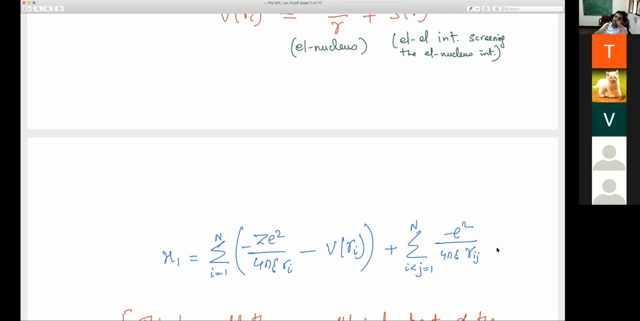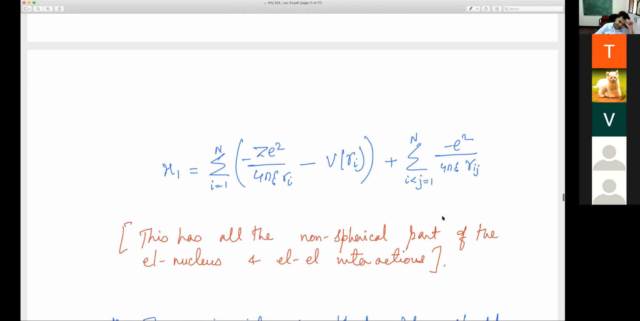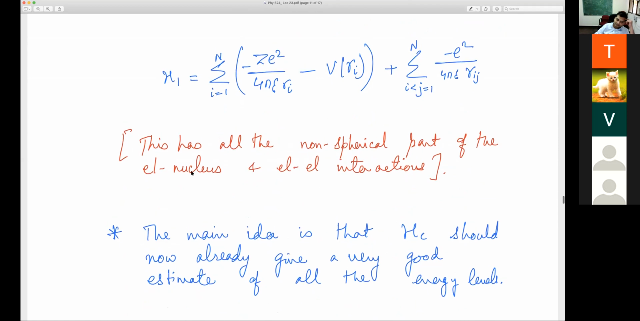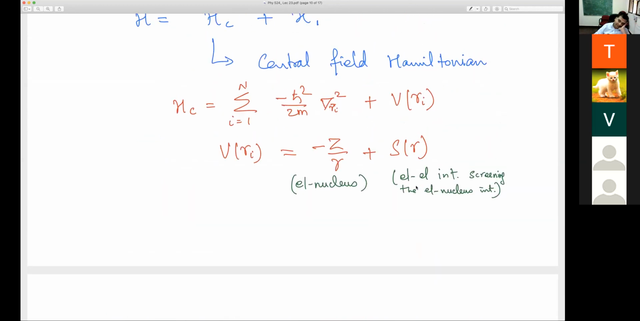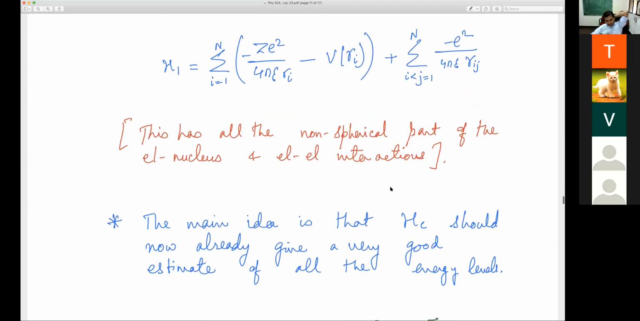And since S(r) already includes the radially symmetric part of this last term, what is left is only the part which explicitly depends on the angles, the angular deviations from the radially symmetric part of the electron screening terms. So H1 has all the non-spherical part of the electron nucleus and electron interactions in this decomposition, and that is very, very useful because we know that any central force problem I can solve very similar to the hydrogen atom problem, and write down all the eigenvalues.